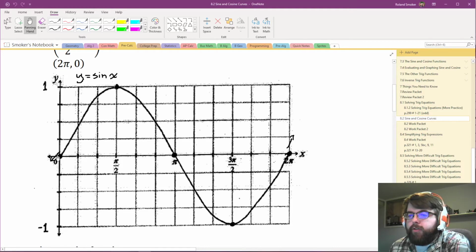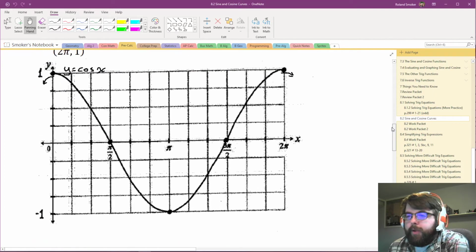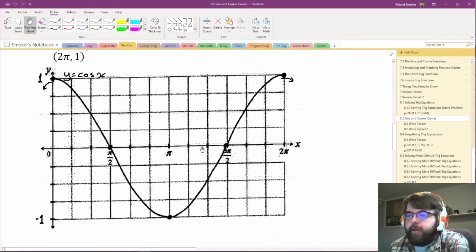And you just need to know this. There are no reference angles for you to find this. Same with cosine. On the parent graph of cosine, there are two values at which it's 0, pi over 2 and 3 pi over 2.